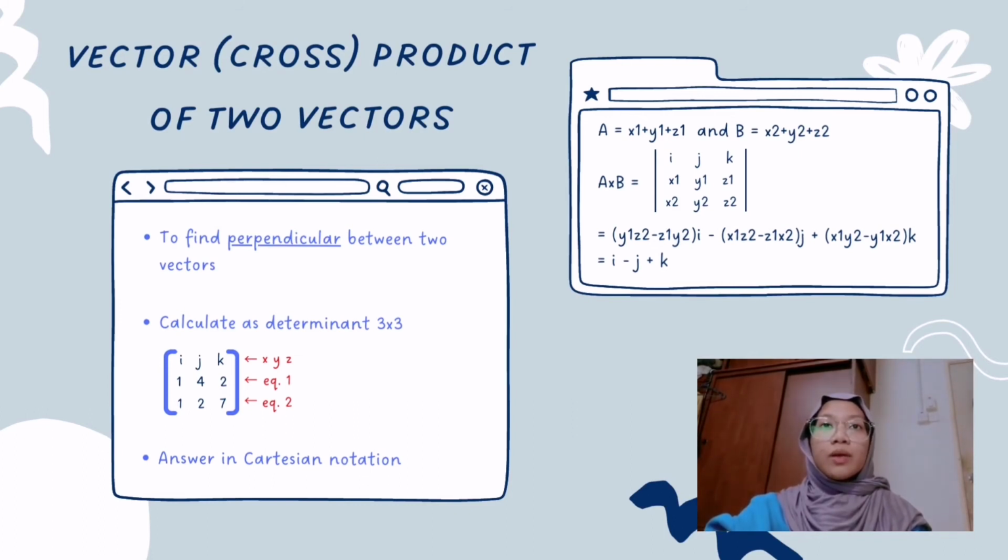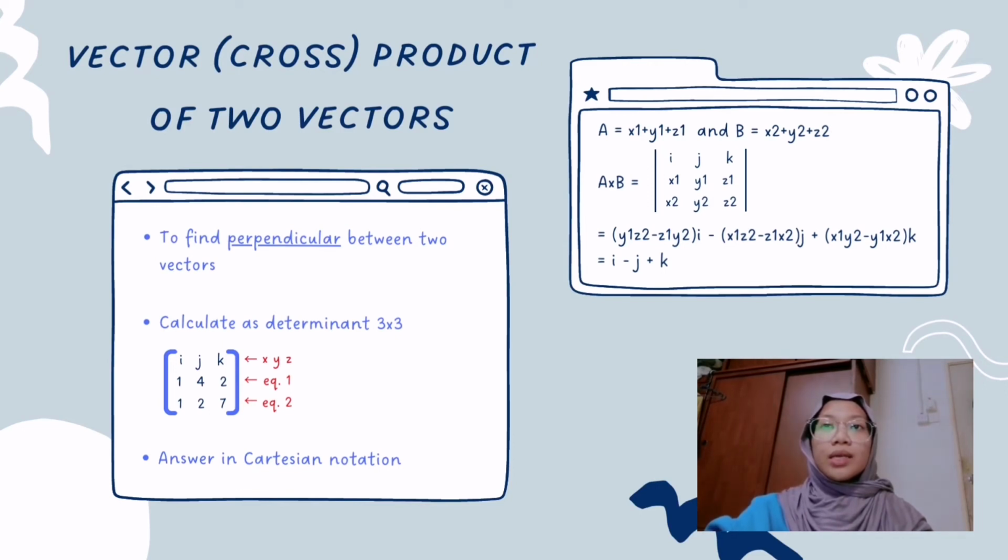Next, vector cross product of two vectors. Vector cross product will be used when we need to find the perpendicular between two vectors, and we need to calculate it as a determinant 3 by 3. For the determinant 3 by 3, the unknown will be in the first line, equation 1 in the second line, and equation 2 in the third line. Also for vector cross product, we will put the answer in Cartesian notation form.